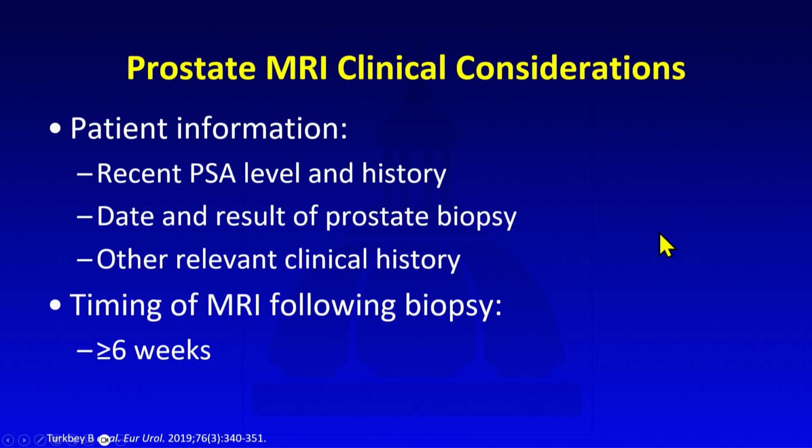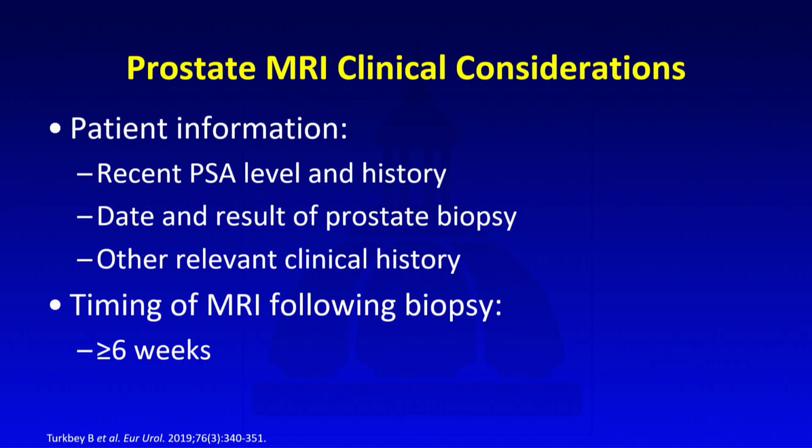When we do the prostate MRI, getting proper history is important, and a lot of the times our urologists are very helpful in providing these because it helps us read the case better. We want to know the recent PSA level and the history, because honestly, if you tell me the PSA is 10, I may read that case a little bit differently if you tell me the PSA is 4. The date and the result of the recent biopsy and other relevant clinical history.